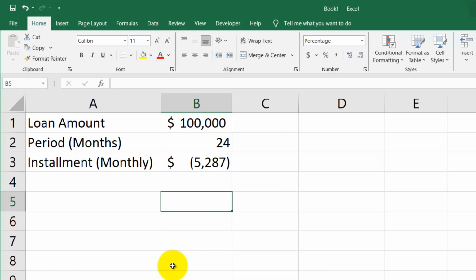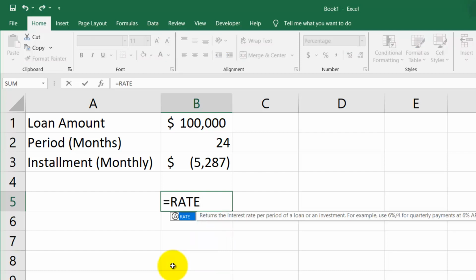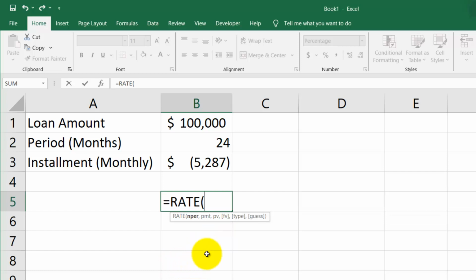this particular installment. For you to find out that, there is a simple formula that you can use. It is equals RATE, open the brackets, then select the number of periods. Here it is 24, that is the number of months. Then insert a comma, then you have to select the monthly installment. Since I am doing this particular calculation in months, everything should be in months. So here I am selecting the monthly installment, insert a comma, then you have to select the loan amount. So the loan amount is 100,000, close the brackets.